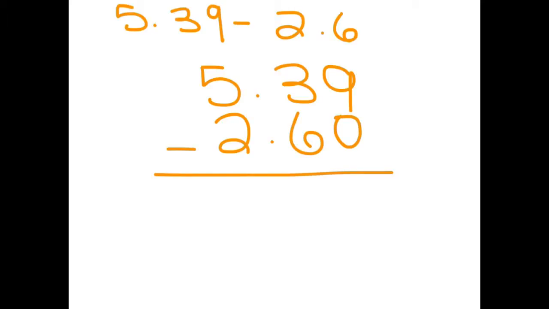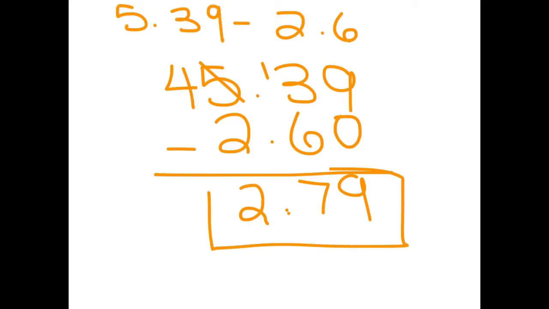9 minus 0 is 9. Since you can't subtract 6 from 3, we need to take from the 5, which makes 13. 13 minus 6 is 7, add our decimal. And then 4 minus 2 is 2. That makes our answer 2 and 79 hundredths.